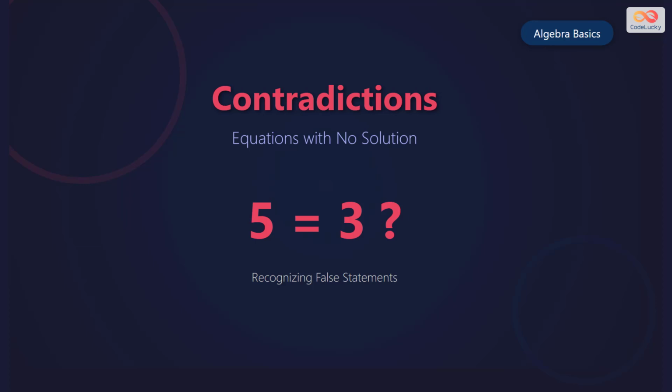Welcome to Algebra Basics. Today, we are going to explore a strange situation you might encounter when solving equations: contradictions. Have you ever solved a math problem and ended up with something impossible, like 5 equals 3? We will learn what that means.